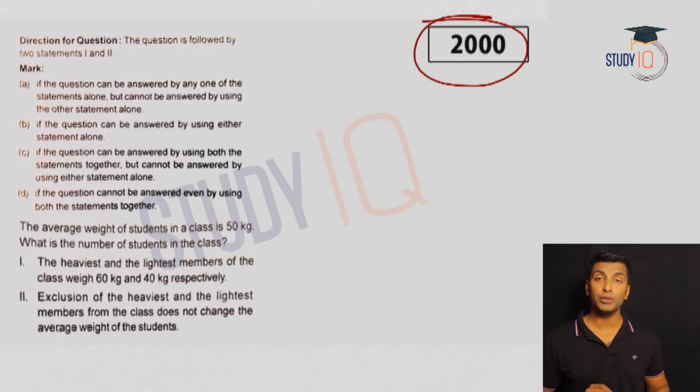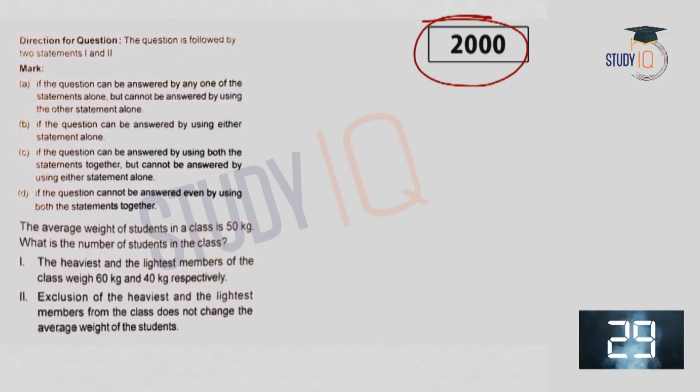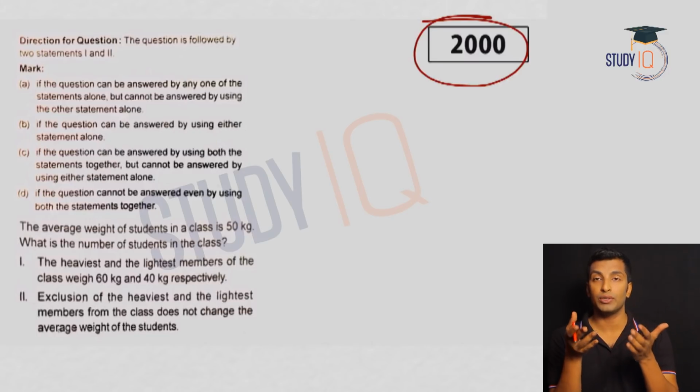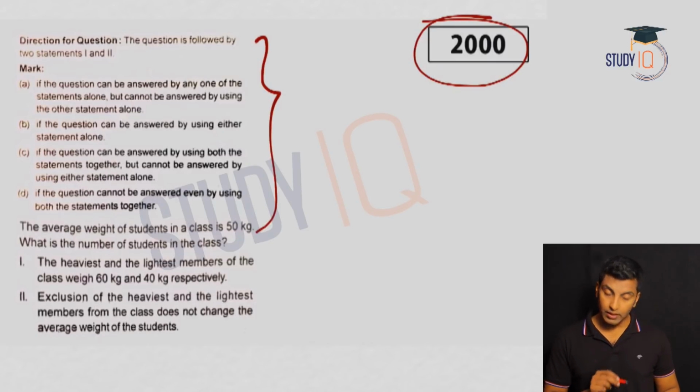Again a data sufficiency question, a 2000 question. You used to get a lot of questions from the data sufficiency area. And the advantage is you don't need to solve the question, you just need to know whether it can be solved or not with the concepts that you have. How will you solve? This is also similar to the previous question that we have discussed.